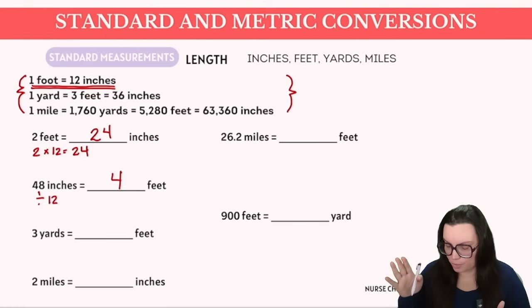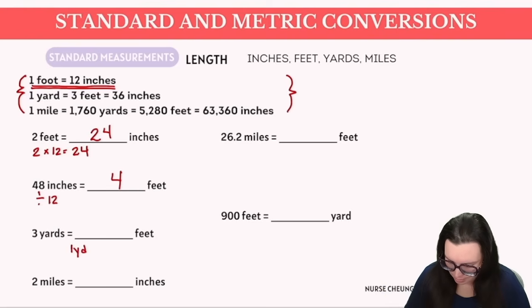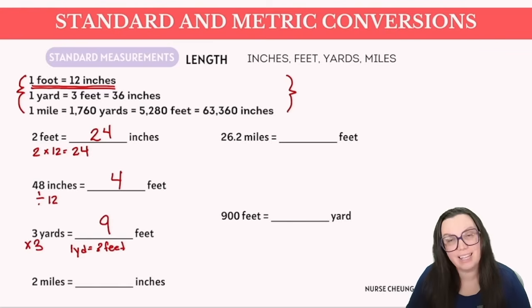Our next example is 3 yards to how many feet? So again, we're going from a larger unit to a smaller unit, so we're going to multiply. We know that 1 yard is equal to 3 feet. So we are going to multiply by 3, and that is going to give us our correct answer of 3 yards is equal to 9 feet.